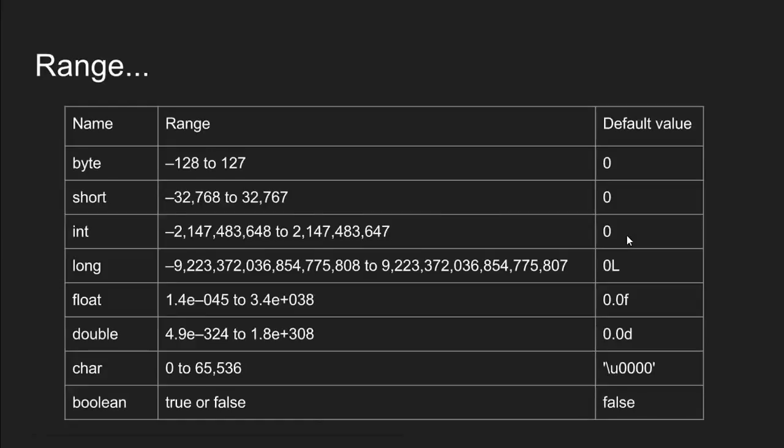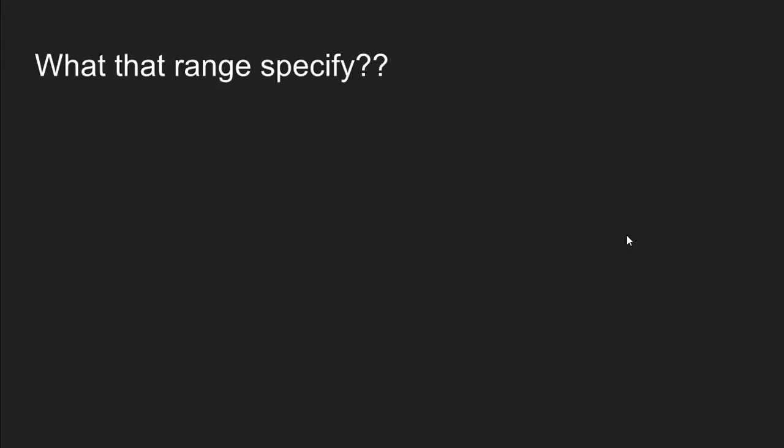There is a range for each and every data type and it differs according to their width. In addition to range, each and every data type has its default value. All the numerical types have 0 as default value. In character, the default value is \u0000, which is null, and its decimal equivalent is 0. Boolean has false as default value. But the question comes to mind, what does that range specify? The range specifies the minimum to maximum value that a particular data type variable can contain.